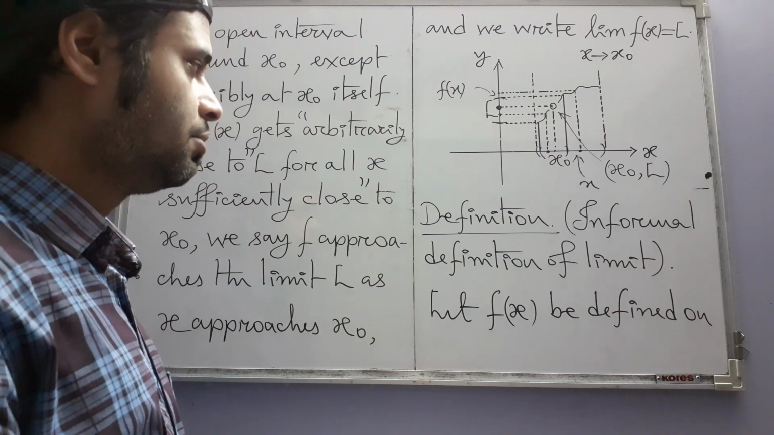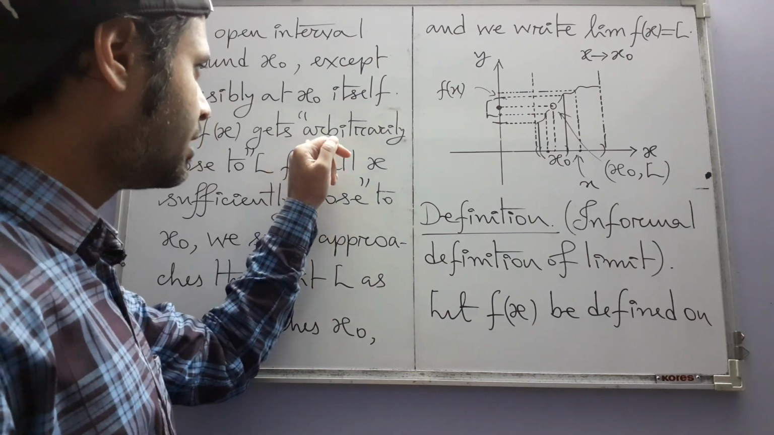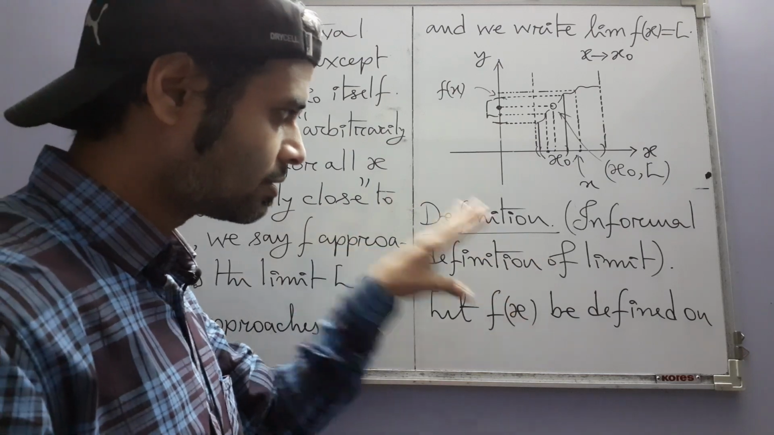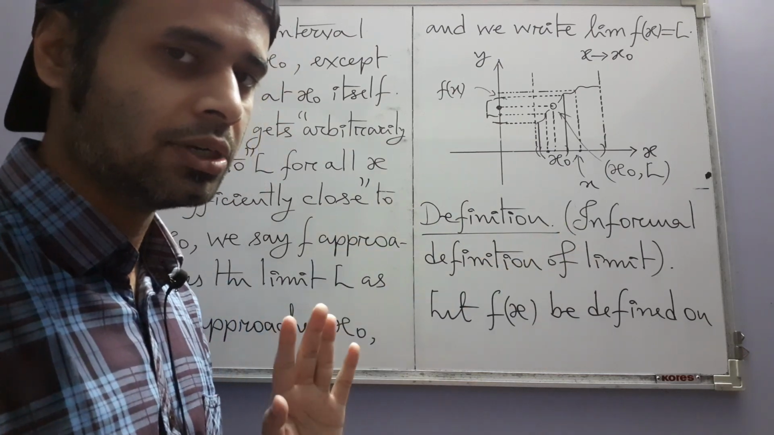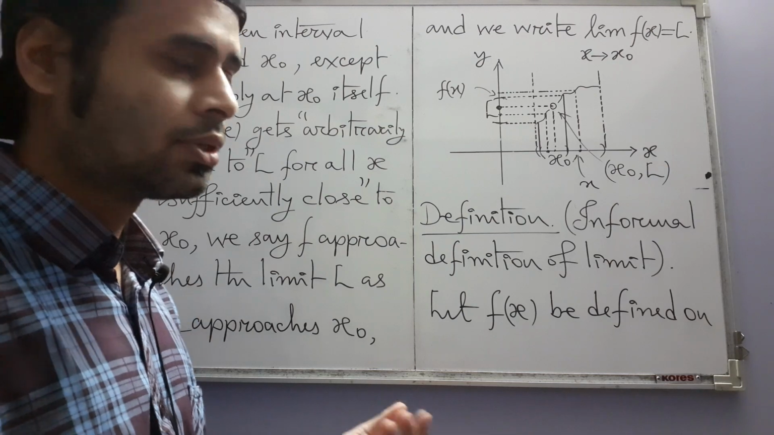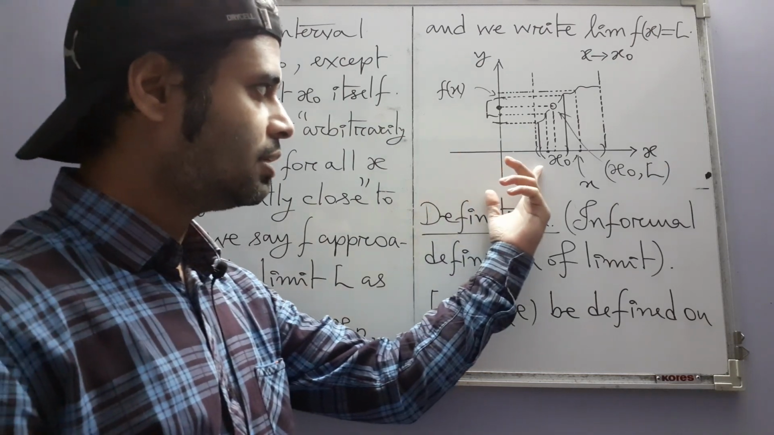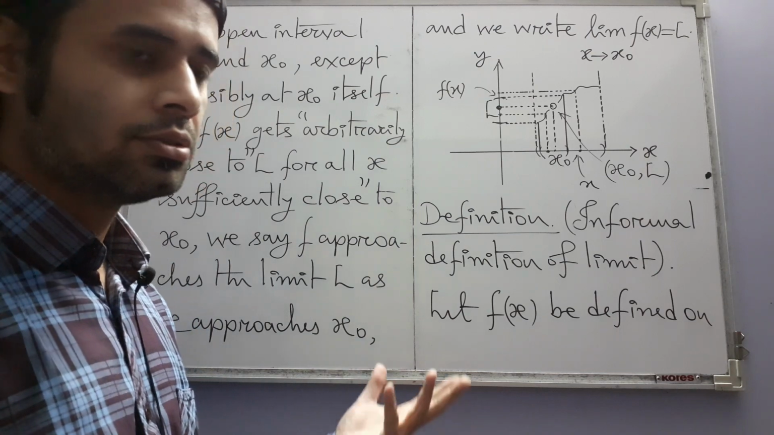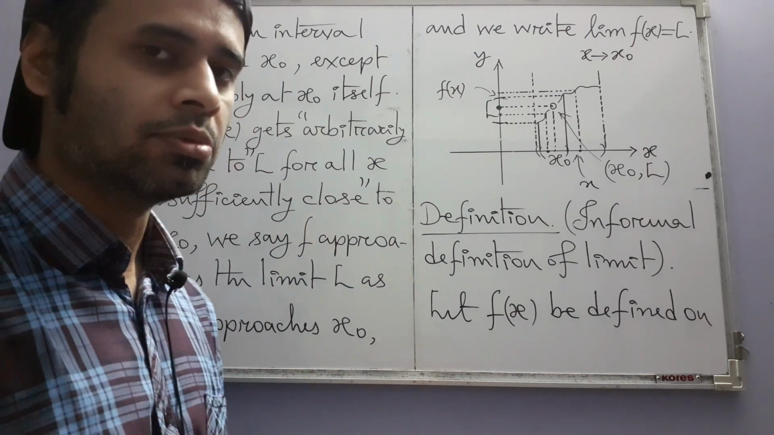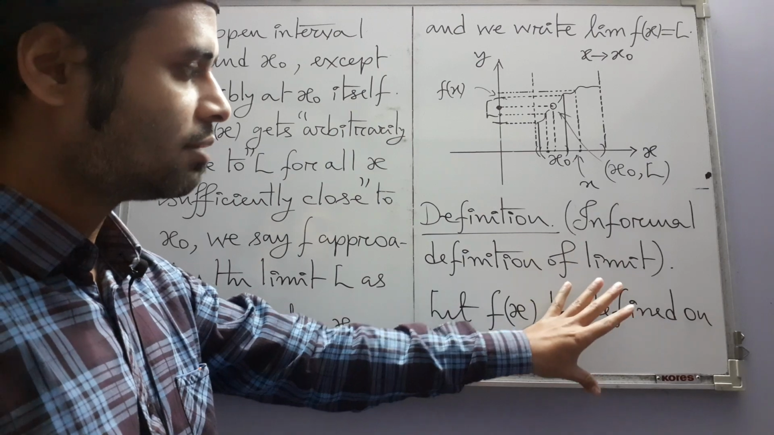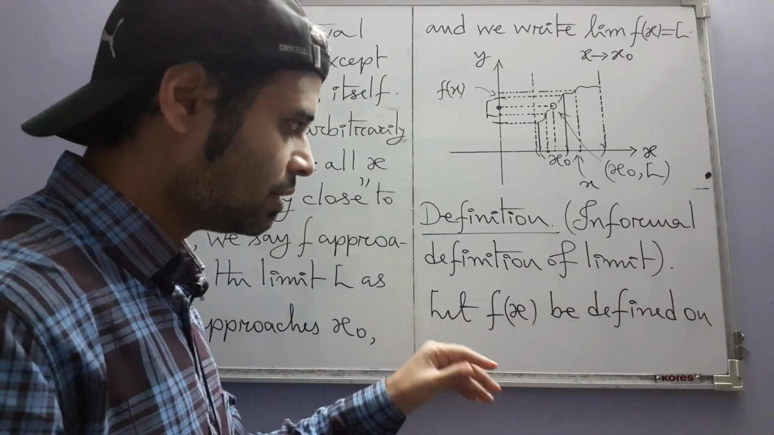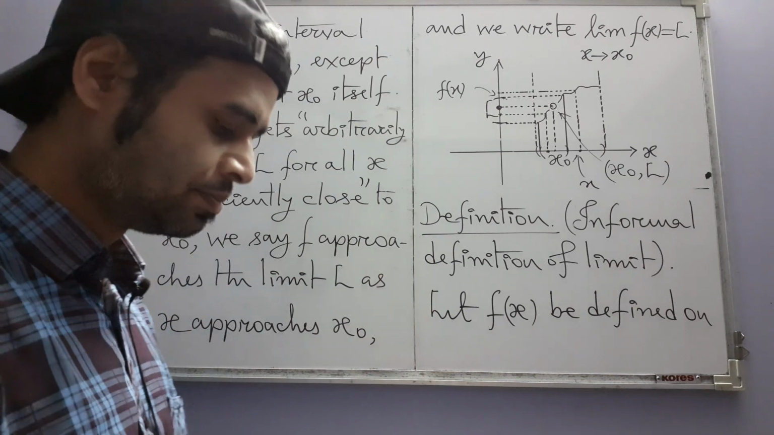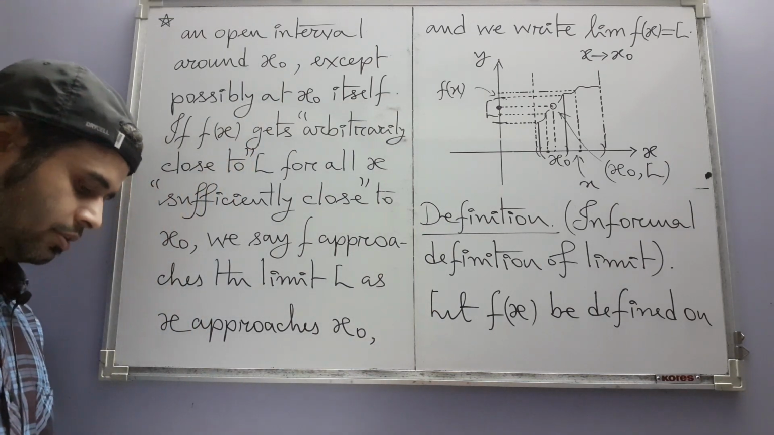So that's why we should somehow quantify these phrases, and that's what we do in the exact precise definition of limit, which is going to come. But fortunately, this intuitive and easy to understand definition itself is enough to calculate many limits. We will need the precise definition when we prove laws or rules of limit.